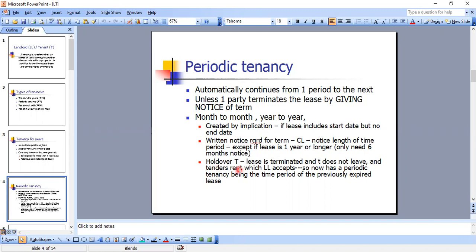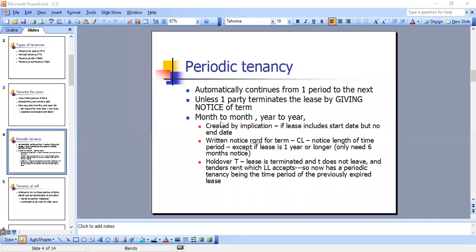Holdover tenant is when the tenant decides not to leave. The lease is terminated and T does not leave and tenders rent, which the landlord keeps accepting. So now this turns into a periodic tenancy, being the time period of the previously expired lease. So they're going to use the previously expired lease as the time period, and the holdover tenant is going to be required to follow all the elements of the periodic tenancy. You do see MBEs on this where the owner continues to take their rent.